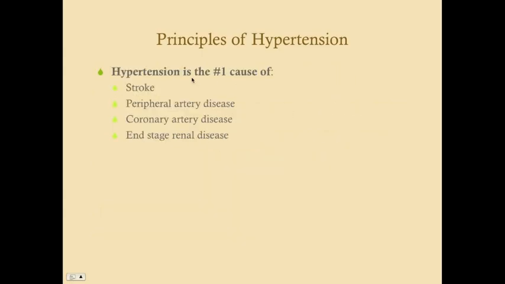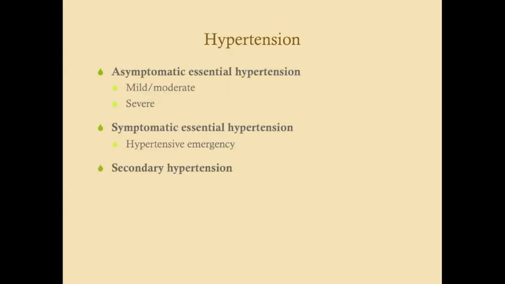So hypertension is the #1 cause of stroke, peripheral artery disease, coronary artery disease, and end-stage renal disease. And a lot of people who have hypertension also have other concurrent problems. So just having isolated hypertension alone does not necessarily mean you're going to have these problems, but we do look at it as a marker of other problems possibly existing. So anytime we have a patient who has diagnosed hypertension, we want to do a good workup.